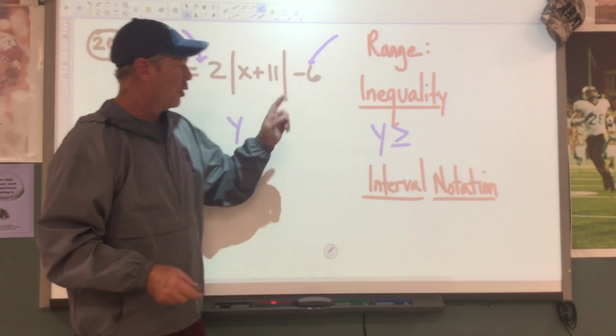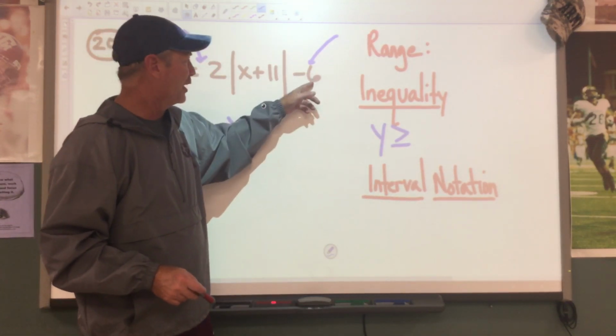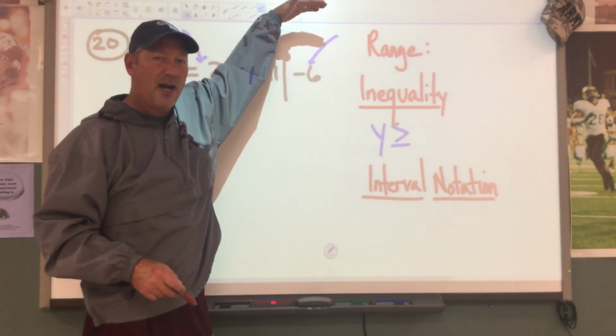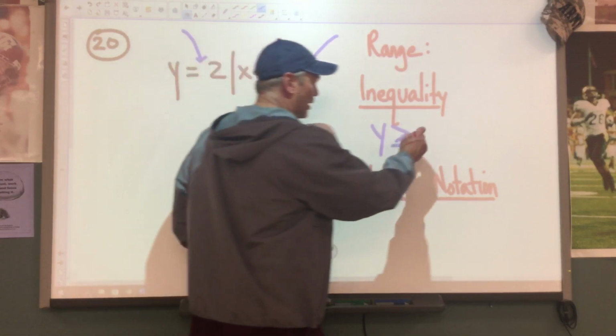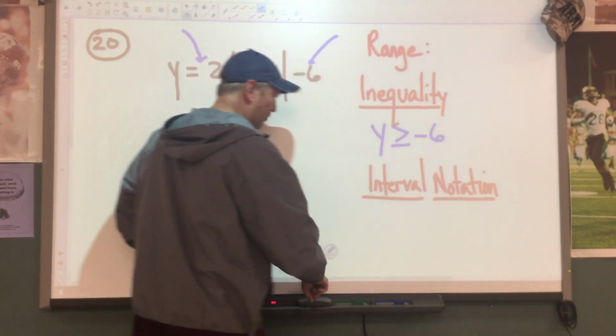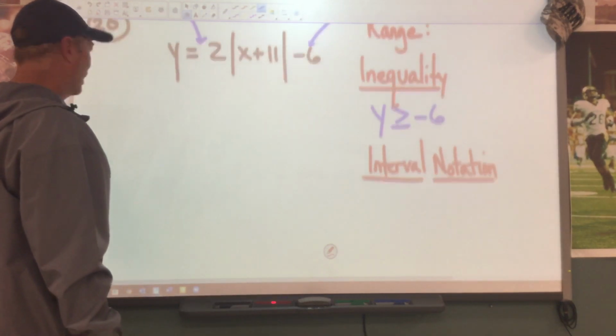Then it says, how high do I go? There is your height. This is your K value. It tells you how high or how low you go. This says we're going to be located at negative 6. There is your range as an inequality. Not so bad. All right?